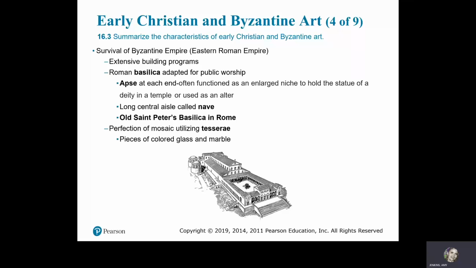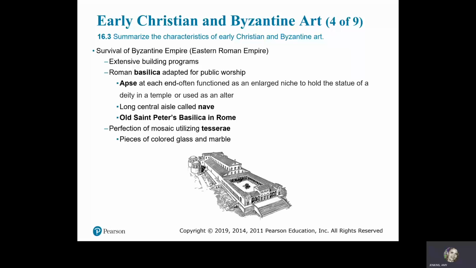The Roman Basilica was adapted for public worship. There was an apse at each end, which often functioned as an enlarged niche to hold the statue of a deity in a temple or was used as an altar. There's a long aisle in the center called a nave. This is a drawing of the old St. Peter's Basilica in Rome.